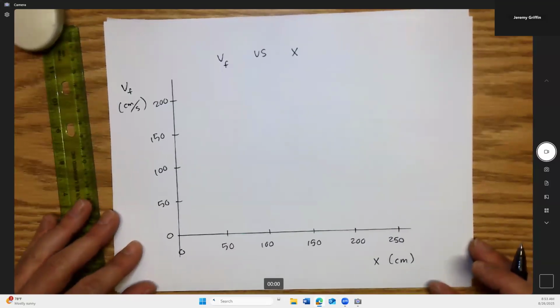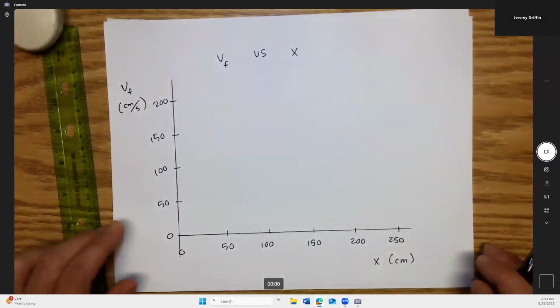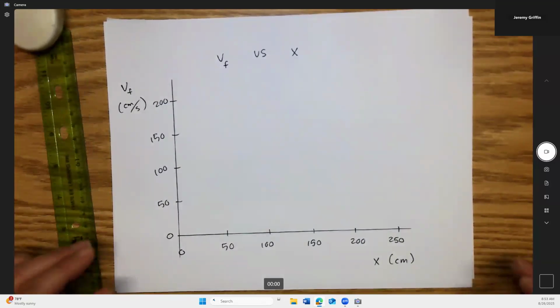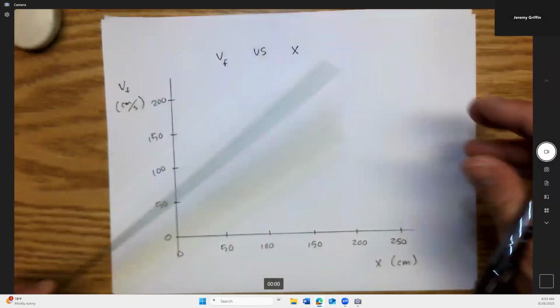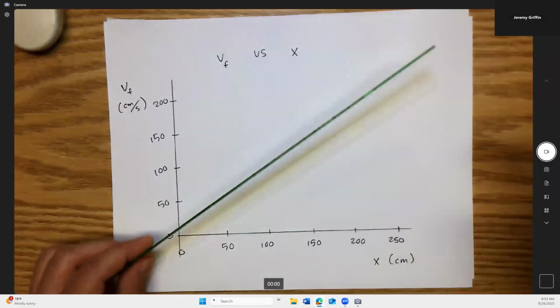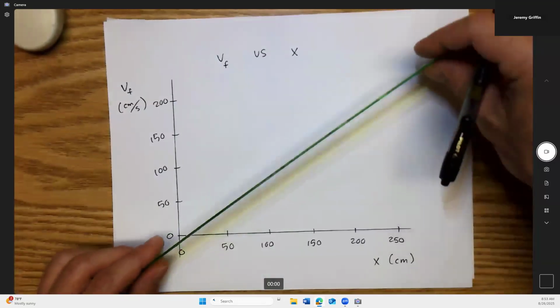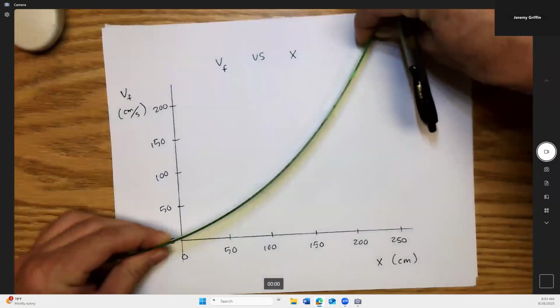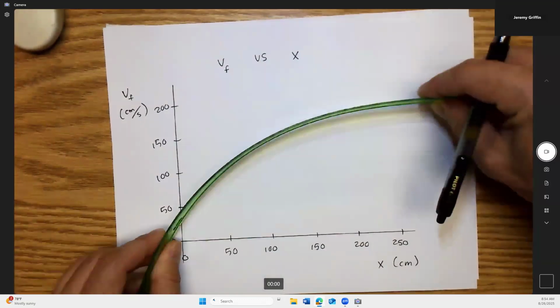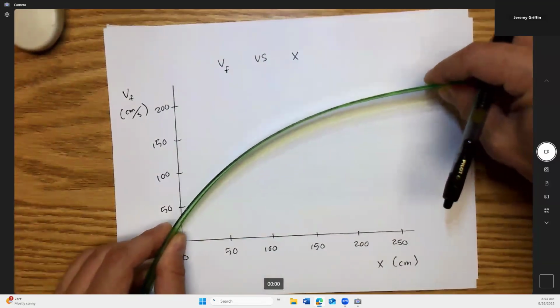All right, and what should this sort of look like? You might be able to do some algebra substitution based on what we did yesterday and figure this out. But let's do some quick hypothesizing. The further the car goes, we think it'd be going faster. But how much faster? Is it going to be linear like this, a parabola like this, or a square root relationship, which is also a parabola just on its side?